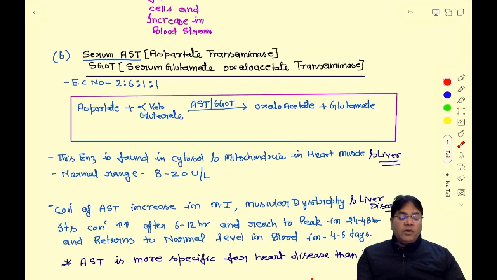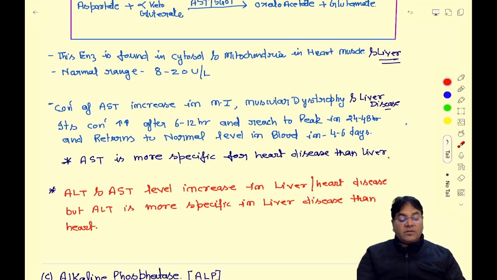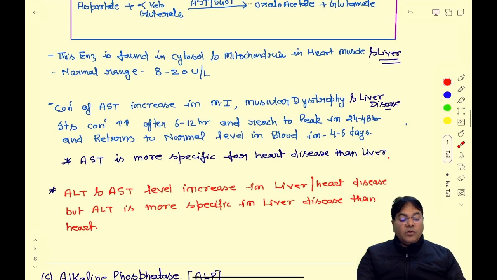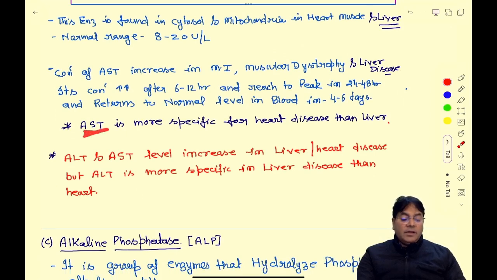Now, this enzyme is usually found in the cytosol and mitochondria of cardiac cells, cardiac muscles, and also in the liver, especially in the heart muscles, and the liver also has it. Its normal range in the blood serum is 8 to 20 units per liter. Now, what happens in this case? If the concentration of SGOT increases, it is more indicative of myocardial infarction, followed by muscular dystrophy, and then it is also an indication of liver disease. So, we say AST is more specific for heart disease than liver.